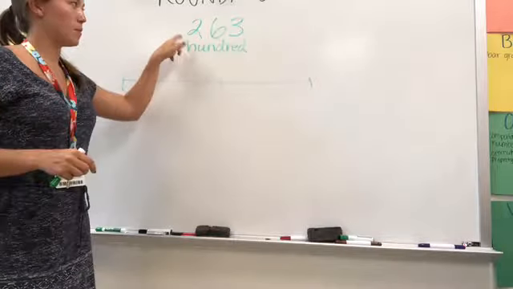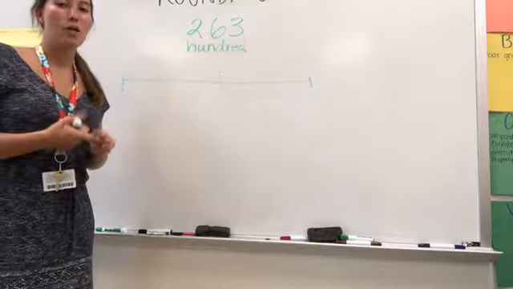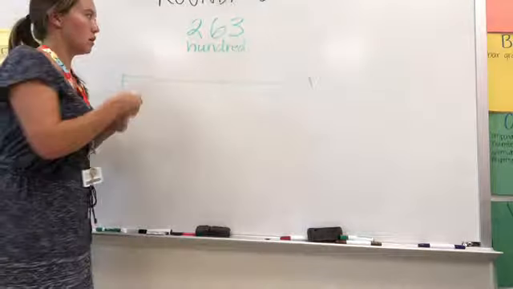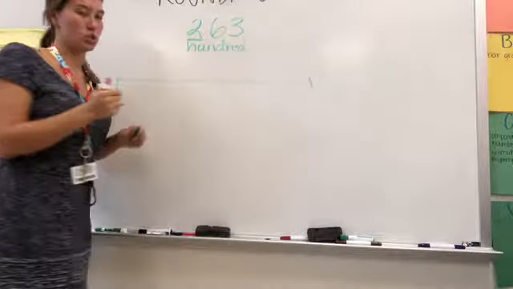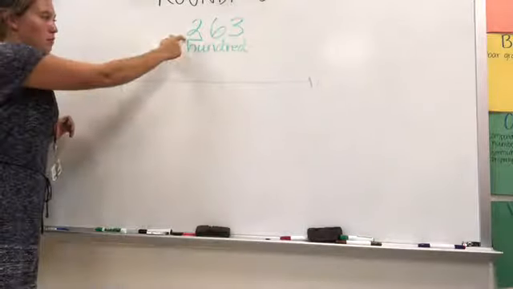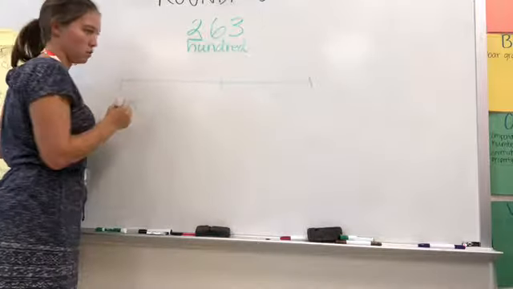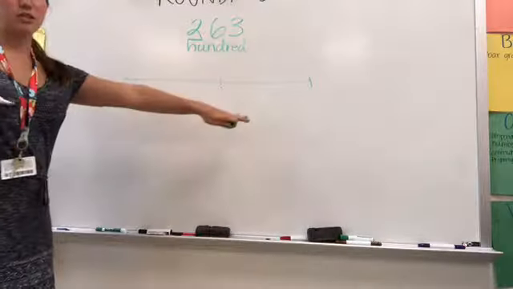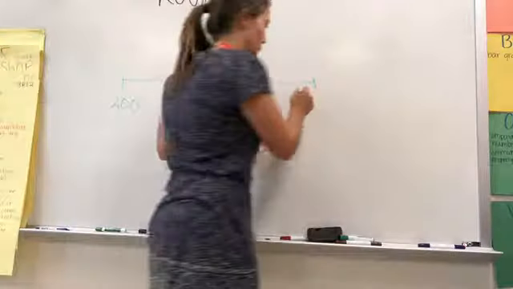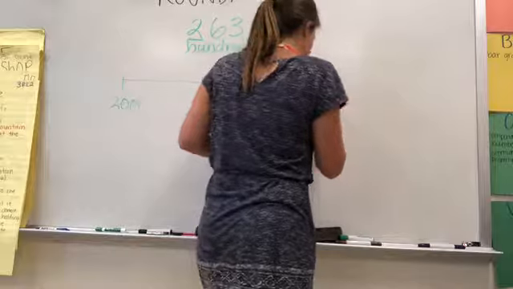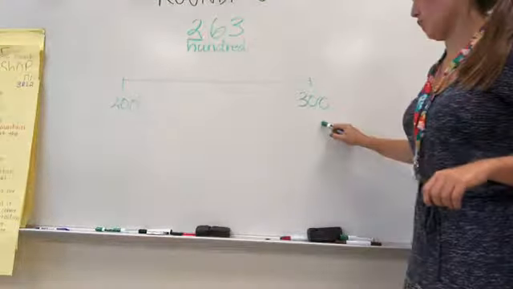So right here I have my number 263. I need to figure out what is the lower 100 and what is the higher 100. So because I'm looking at the hundreds place, I'm going to underline my hundreds place, which is a 2. I know that if I change these to 0, my number would be 200. And now on the other side, if this was 100 more, my number would be 300. So I have 200 and I have 300.